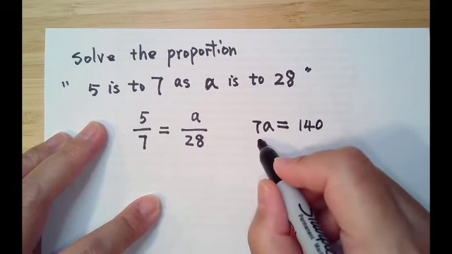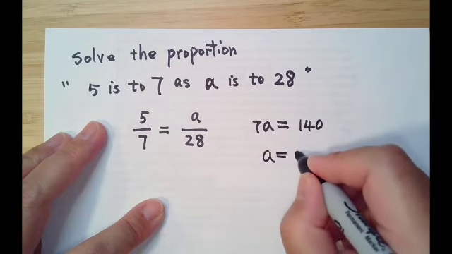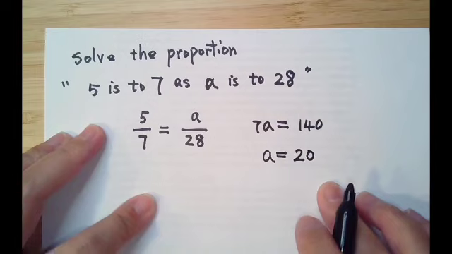Then the next step is you divide it by 7. So you have a equals 140 over 7. That would be 20. So that's your answer.